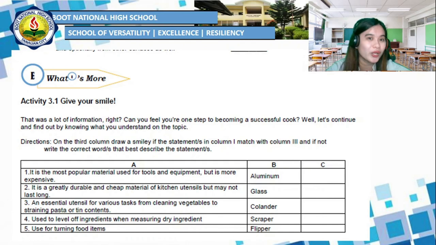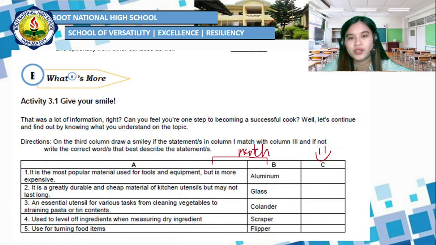Now, class, on the third column, you will draw a smiley. Okay, again, I repeat. On the third column, you will draw a smiley if the statement of column 1 matches column 2. If statements A and B match each other, then you can put a smiley. But if column A and column 2 did not match, then you will write your answer here. Class, no need for you to copy all of this, okay? You can see this on your module.